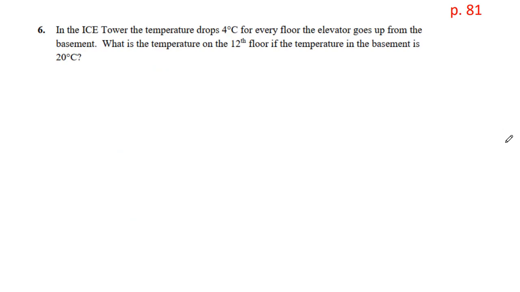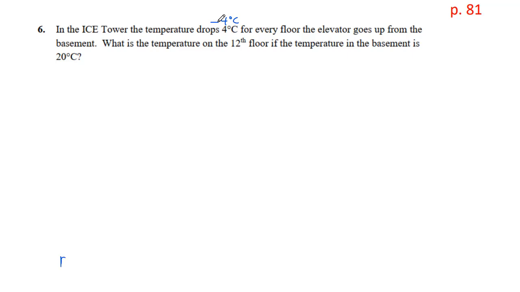Number 6, in the ice tower, the temperature drops 4 degrees for every floor the elevator goes up from the basement. So we see a drop of 4 degrees. What is the temperature on the 12th floor if the temperature in the basement is 20 degrees? Okay, well, first up, we need to know how many floors that is.